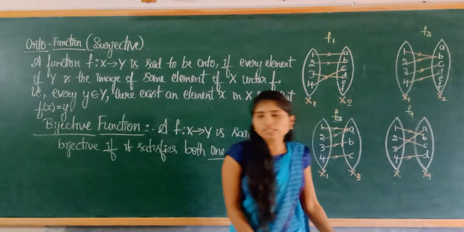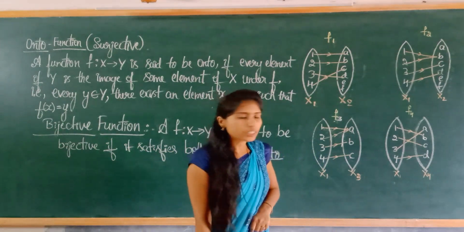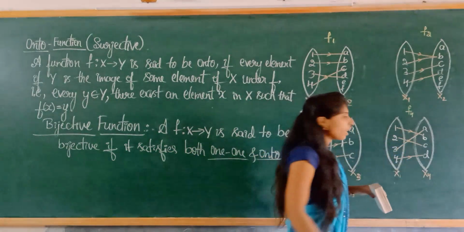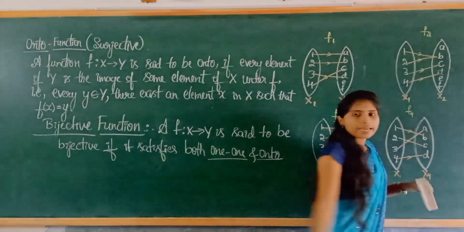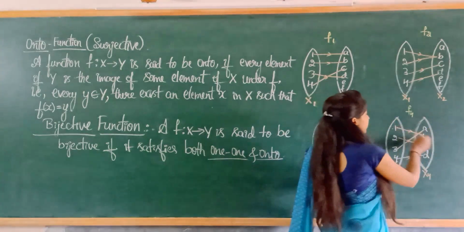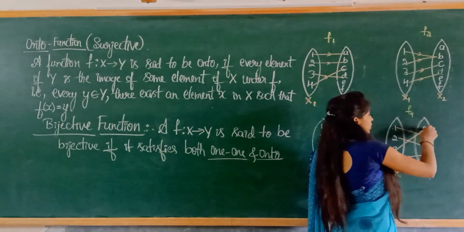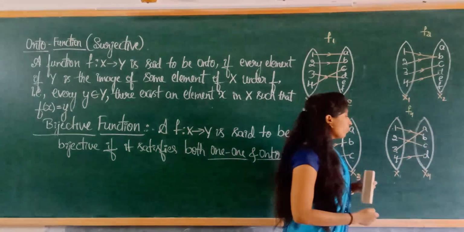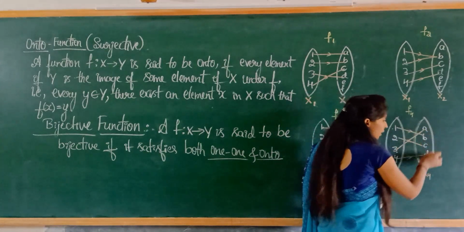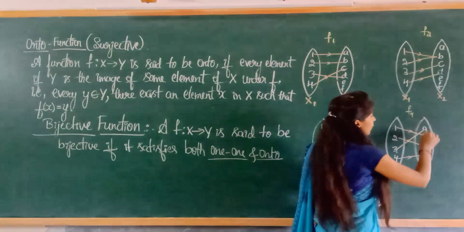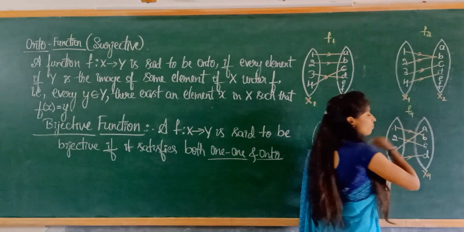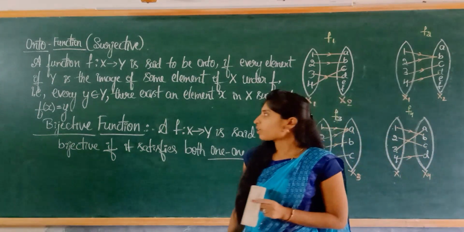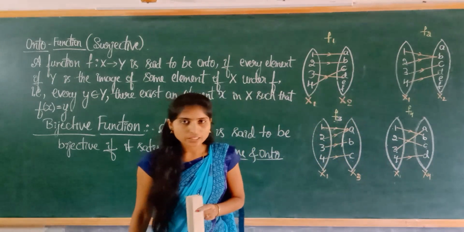For example, for a bijective function, see here, each element of x1 has a different image in x4, right? So 1 is related to B, 2 is related to C, 3 is related to A and 4 is related to D. This is a one-one function. And for onto, no element should be left in the codomain and all the elements of the codomain have some pre-image in the domain. So f4 is an example for a bijective function.